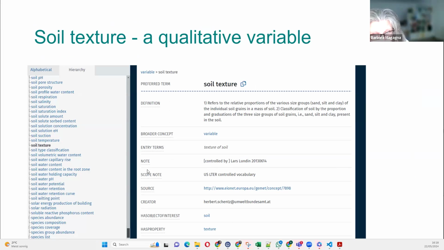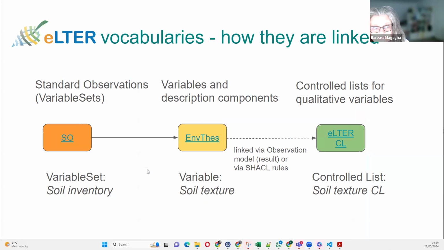Last mention here, we don't have only quantitative variables, but also qualitative variables, which actually require a controlled list for the answers, for the results. And here you see how this is linked. So we have the standard observations for the variable sets. We have the variables and their description components. For those we are using ENFTES, but for the controlled list, we have ELTER-CL, which will be linked via an observation model or SHACL rules, so that these are connected.